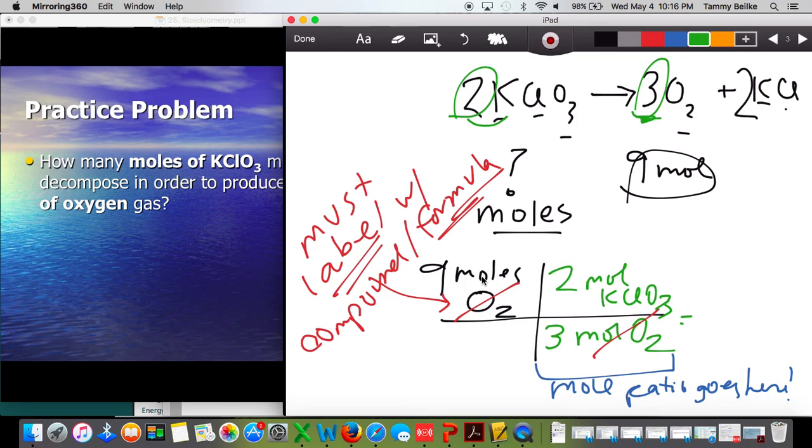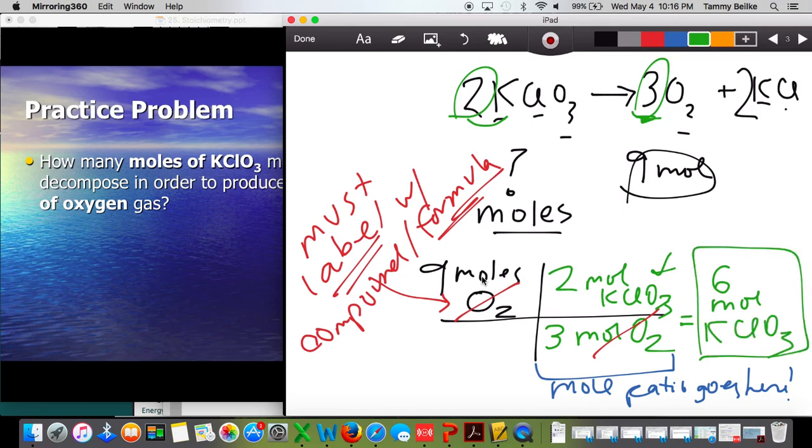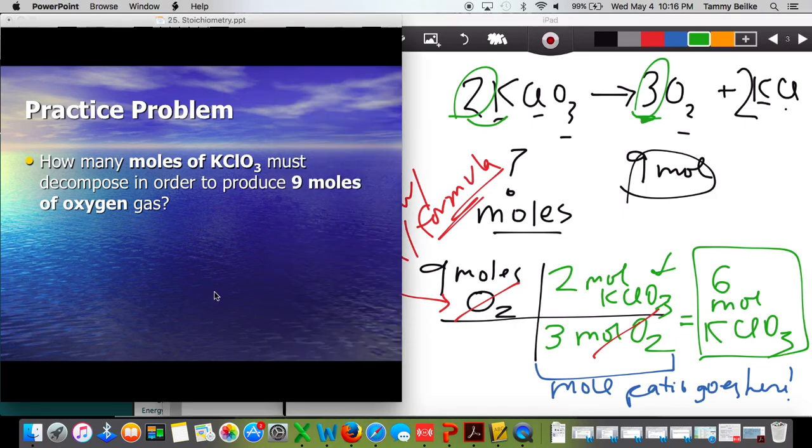So if I take 9 times 2, that's 18. And if I divide by 3, that's 6. So my answer should be 6 moles of, label it, KClO3. And that's our answer. So I have to start with at least 6 moles of KClO3 if my intention is to make 9 moles of oxygen gas. If I start with 5 moles of KClO3, I will not make 9 moles of oxygen gas. Just like if I start with 3 eggs, I will not make 750 cookies.